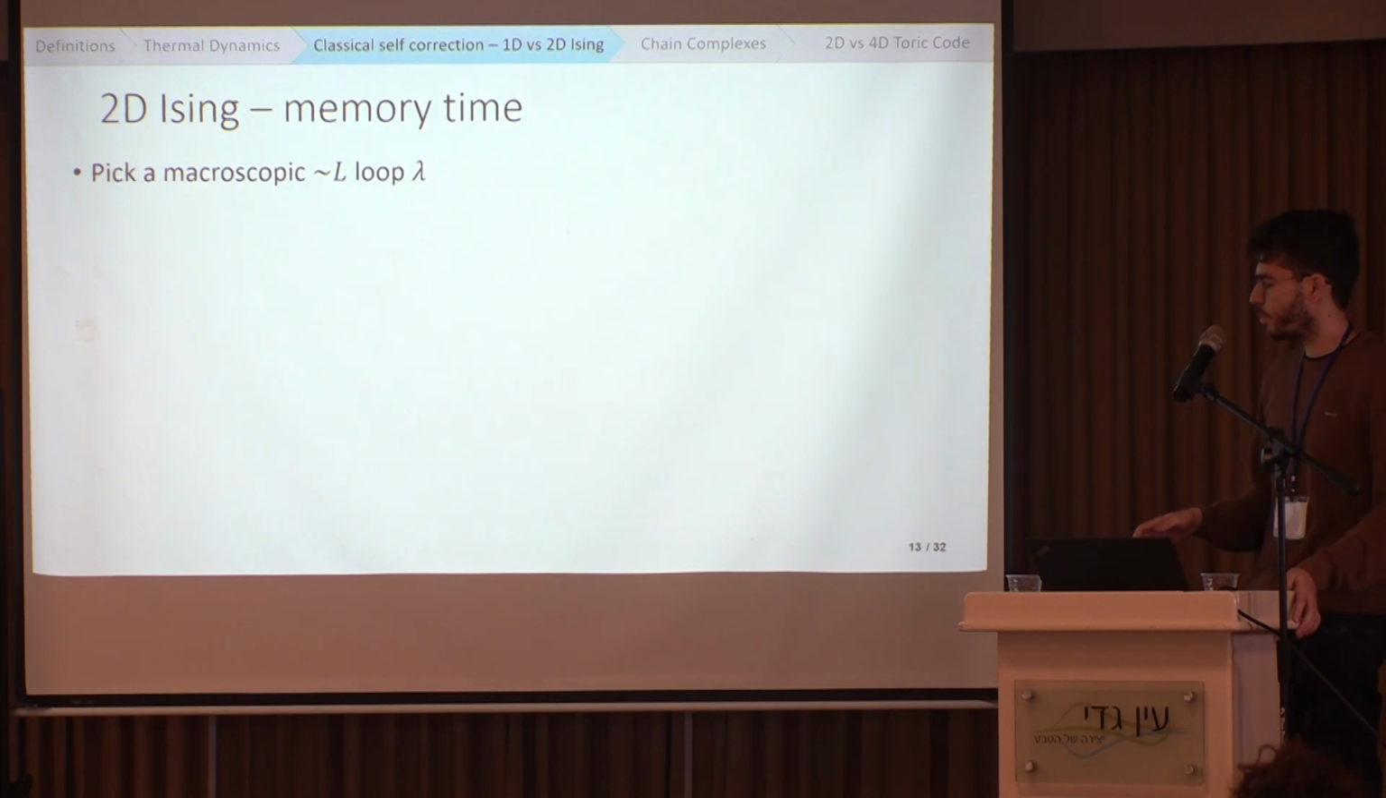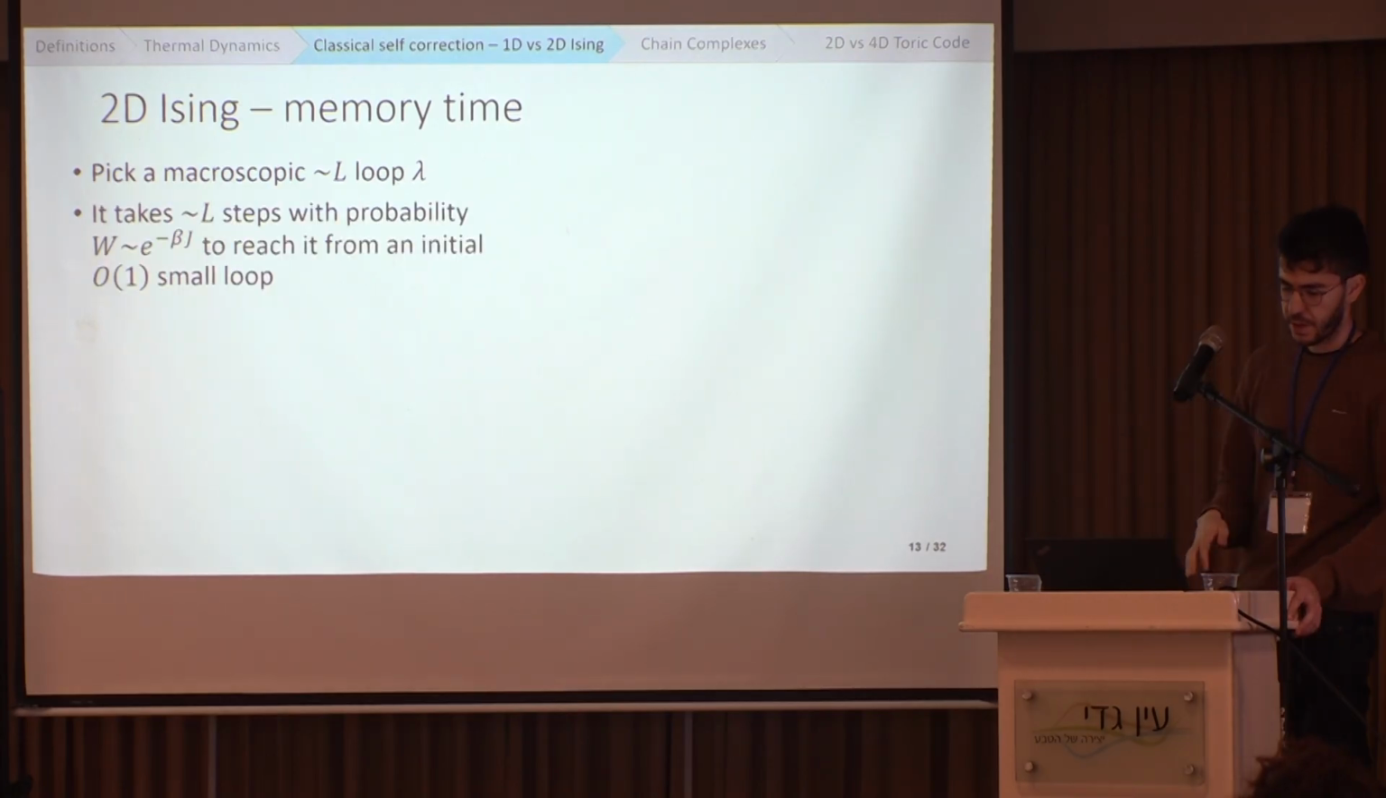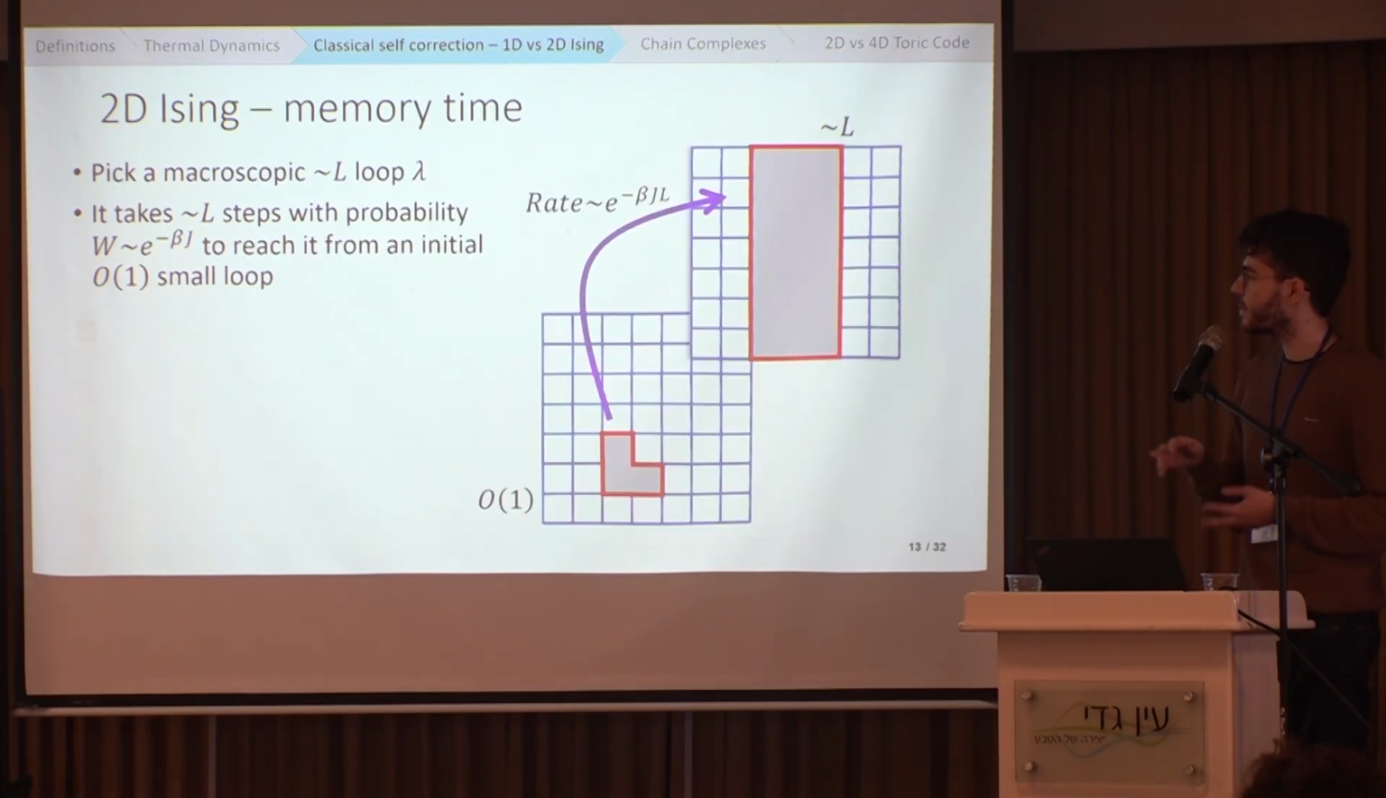Yes. So now we want to calculate the memory time. We pick some specific macroscopic size loop lambda. And according to detailed balance, we know that the rate of creation of a large loop, moving from a small initial error to a large error, is highly suppressed.